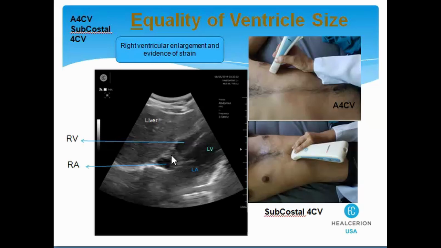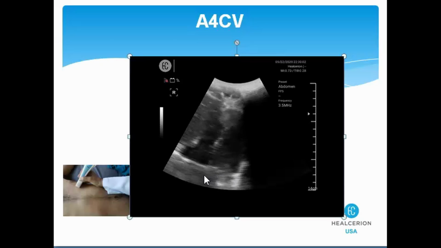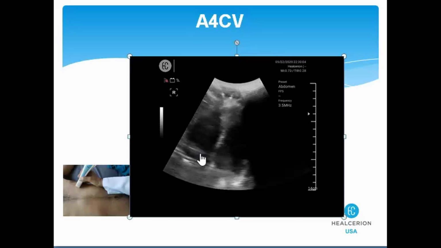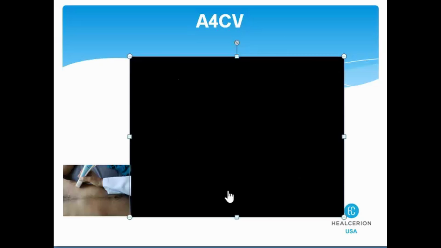So this is the 4-chamber view by the apical and the subcostal window. So this is the 4 chambers of the heart, and you can see the right and left atriums, and you see the right and left ventricles. Look at the interventricular septum. Look at the apex of the right and left ventricles.